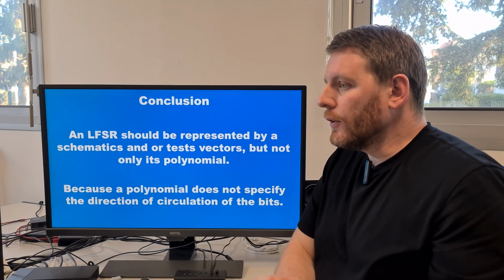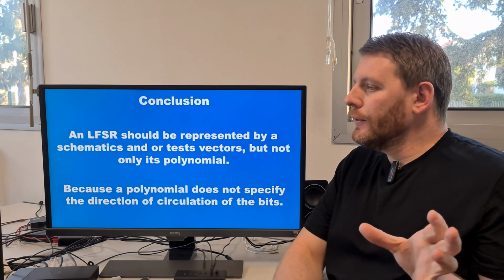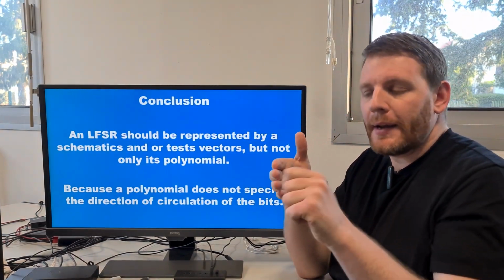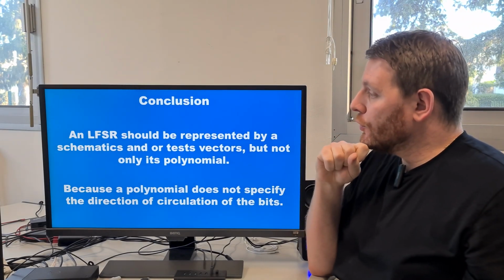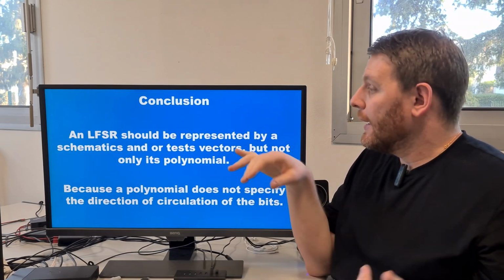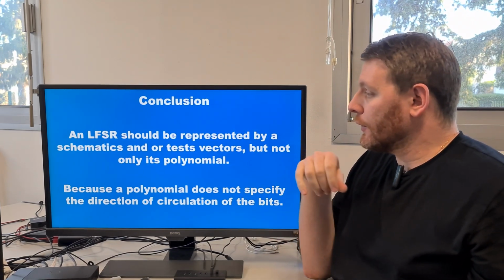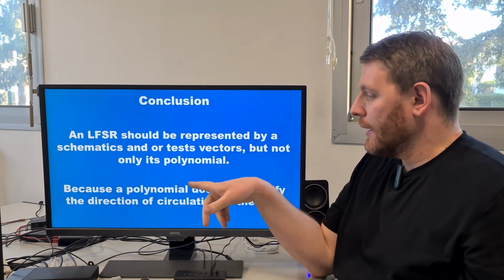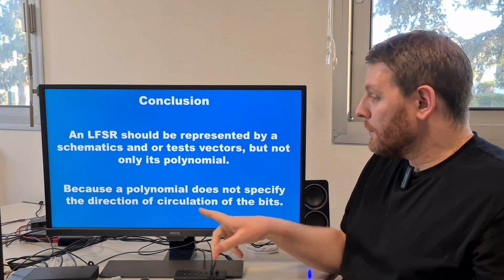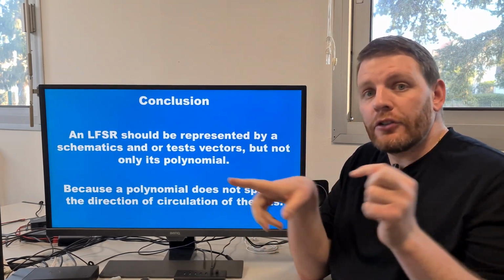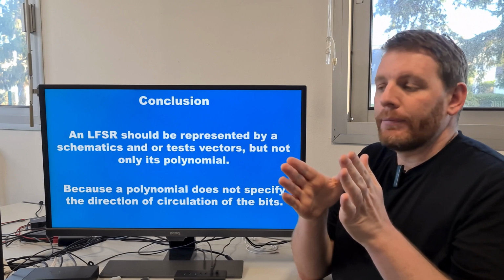So we are now at the conclusion. As I said, if you want to represent an LFSR to do some mathematics, it should be represented by a schematics or a diagram and/or test vector, but not only by its polynomial, because a polynomial does not specify the direction of calculation, the direction of the bit shifting.